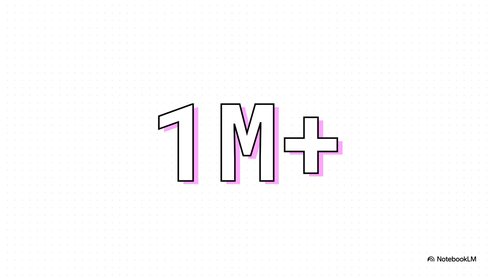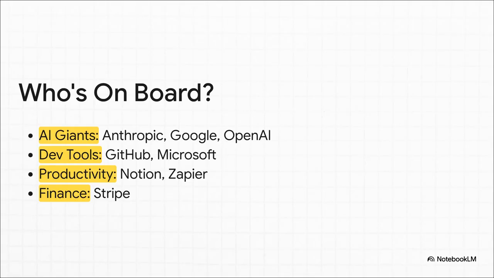That's just a staggering number, and it's a huge signal that a massive shift is underway in how we build AI apps. And it's not just indie developers jumping on board. The biggest names in tech are all in. We're talking about the AI giants themselves, Anthropic, Google, OpenAI. They've all built support right into their flagship models. And the tools we all use every day, GitHub, Microsoft, Notion, Stripe, they've all released official connectors.